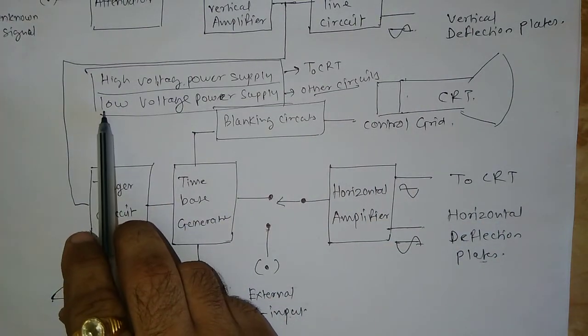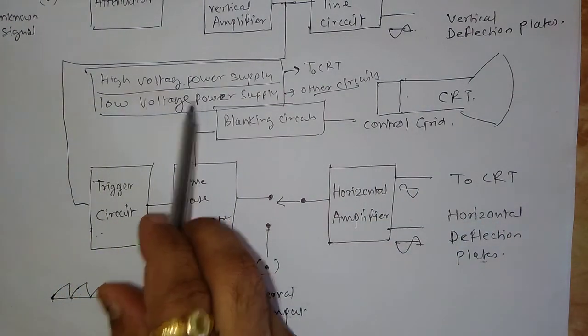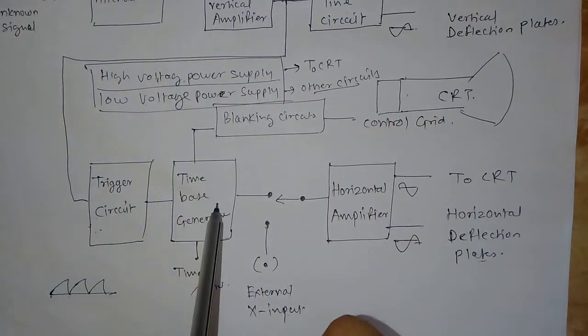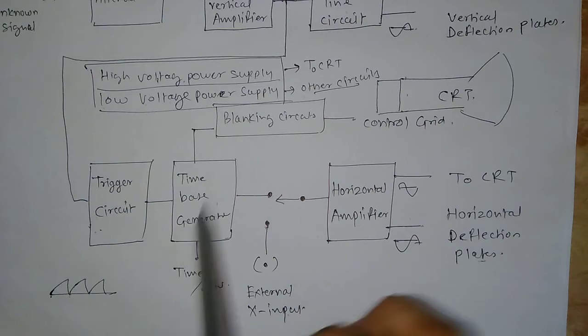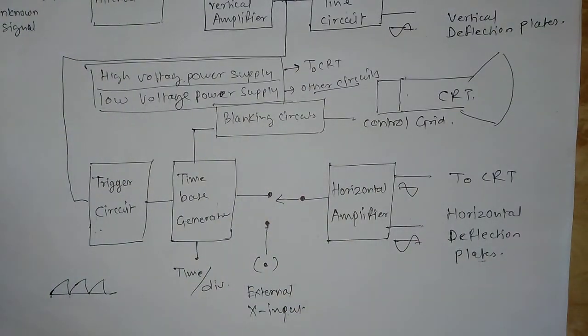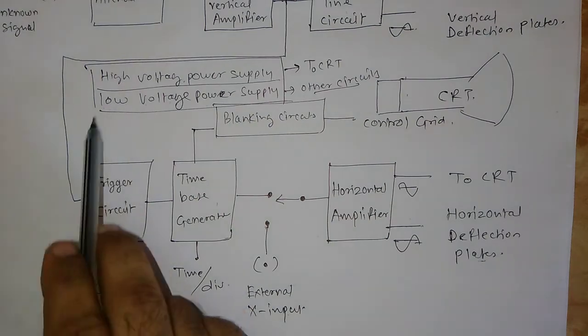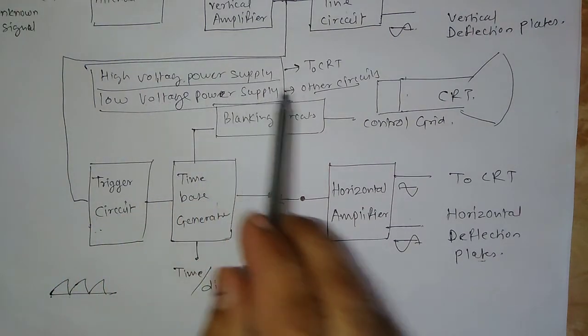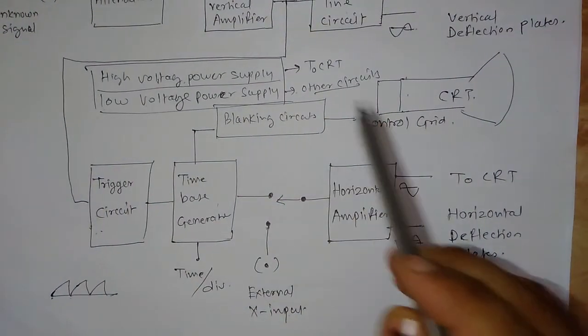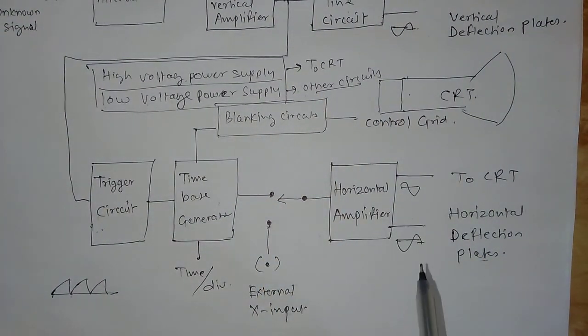Then the other power supply is the low voltage power supply. The attenuator, vertical amplifier, delay line circuit, trigger circuit, time base generator and horizontal amplifier are nothing but electronic circuits which use very low power supply. So for that, a low voltage power supply is needed here. It is used for all the other circuits inside the CRO. So this was the block diagram of the CRO.